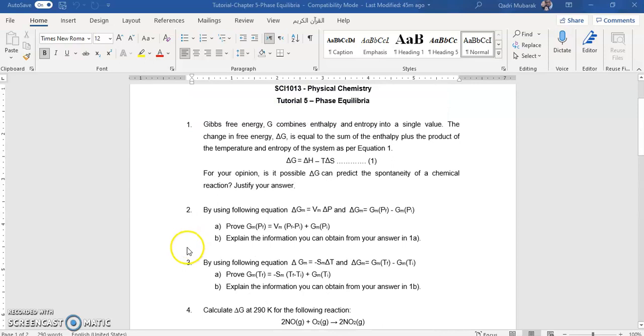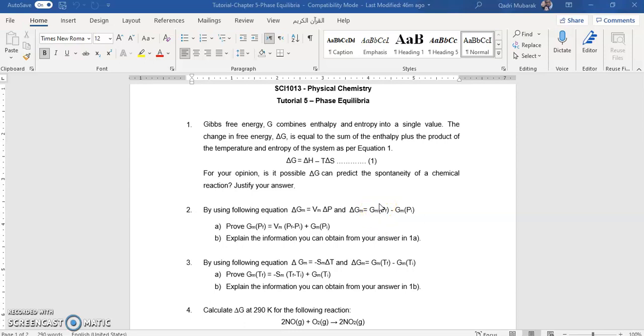So next, let's move to equation 2 by using the following equation. Delta Gm, delta molar Gibbs energy, equal to Vm, that is molar volume, delta P, the difference in pressure, and delta Gm equal to Gm in bracket Pf minus Gm in bracket Pi. So it means that delta molar Gibbs energy equal to molar Gibbs energy at final pressure minus molar Gibbs energy at initial pressure.